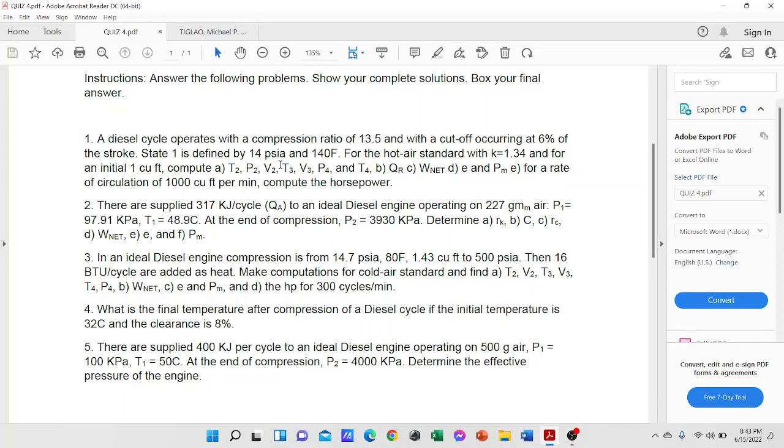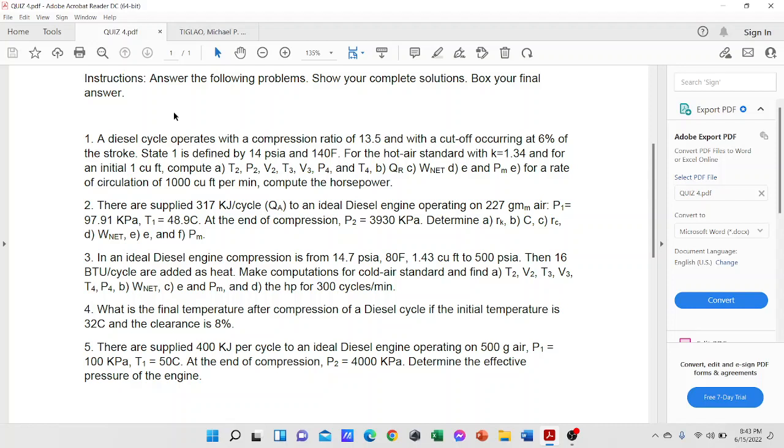So, for problem number 1: a diesel cycle operates with a compression ratio of 13.5 and with a cutoff ratio occurring at 6% of the stroke. State 1 is defined by 14 psia and 140 degrees Fahrenheit, and for the hot air standard, k is equal to 1.34. For an initial 1 cubic feet, compute T2, P2, V2, T3, V3, P4, and T4.